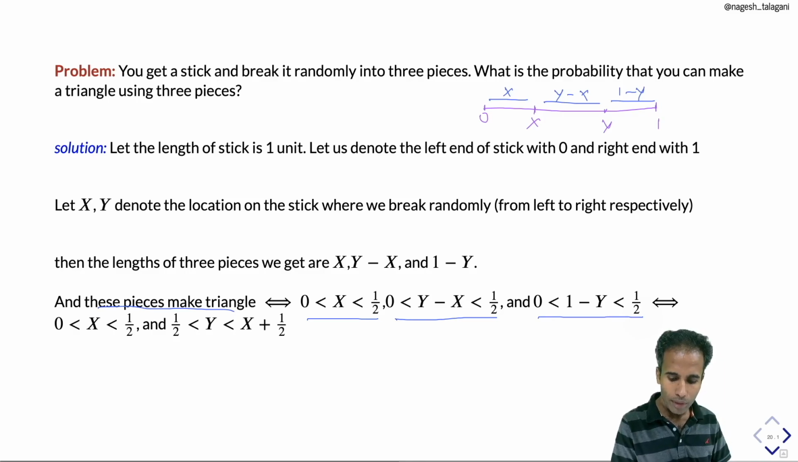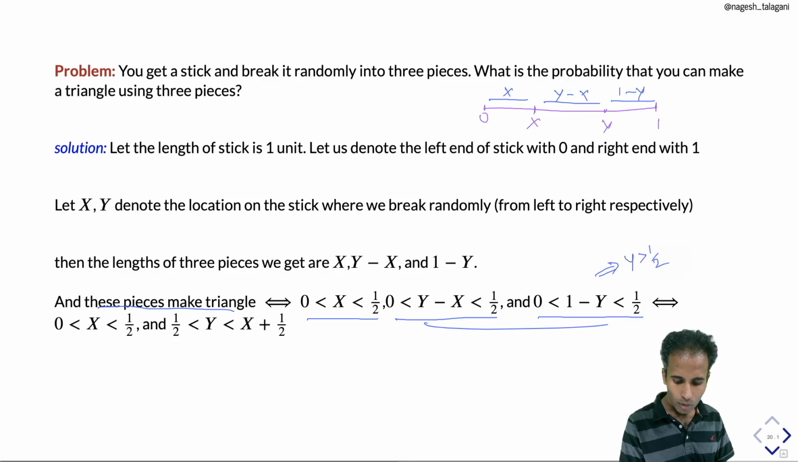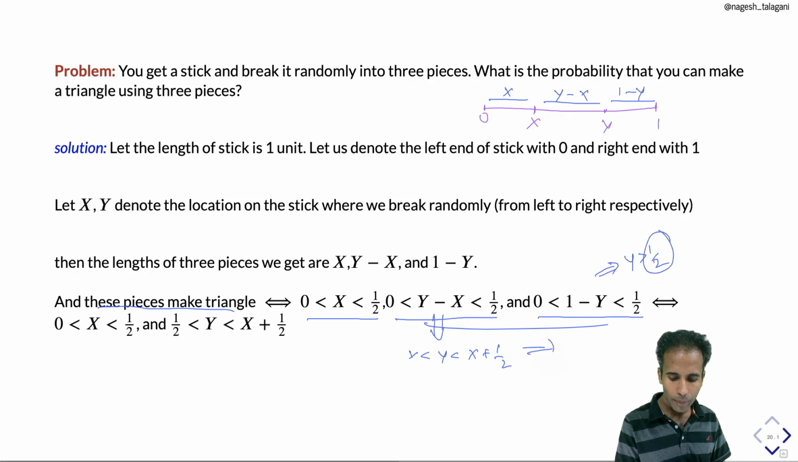If I combine these two, okay, from this I can write y bigger than 1 by 2. From this I can write x less than y less than x plus 1 by 2. And x is already less than 1 by 2, so the better lower bound is going to be this 1 by 2. So I can write 1 by 2 less than y less than x plus 1 by 2.